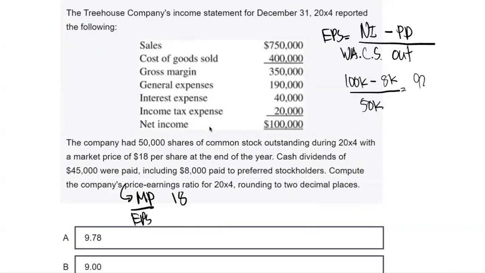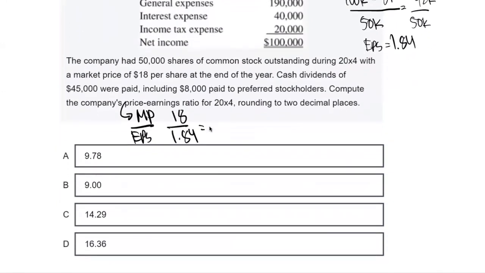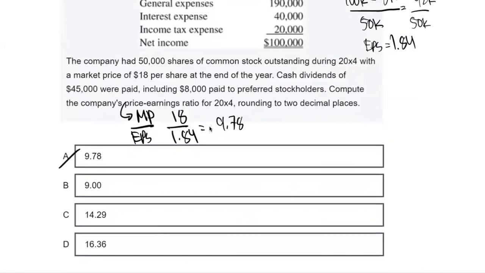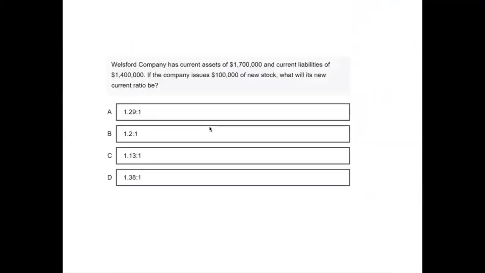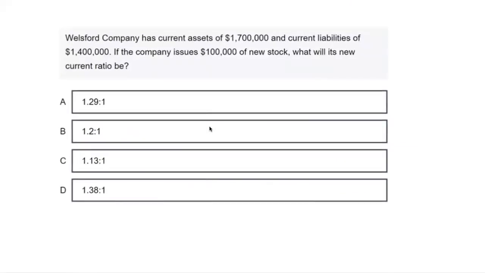So that would be 92,000 divided by 50,000. Your EPS would be equal to 1.84. So your price earnings ratio would be 9.78. Very good. Letter A. All right. So that is for that question. Ayan. Next one.